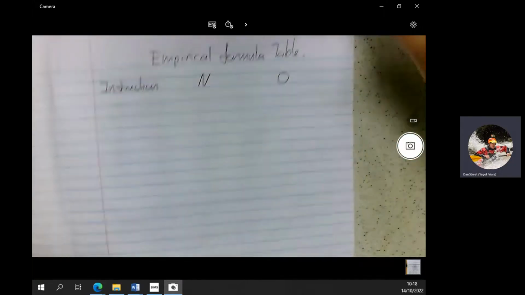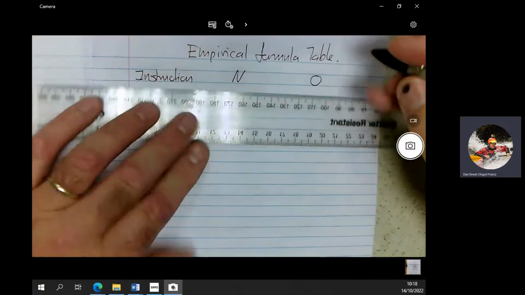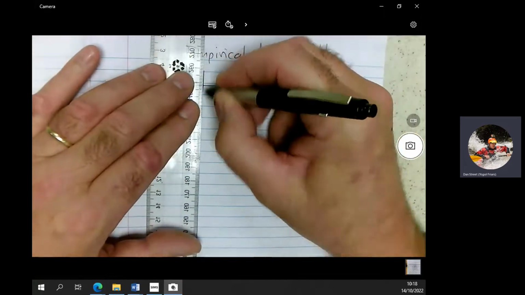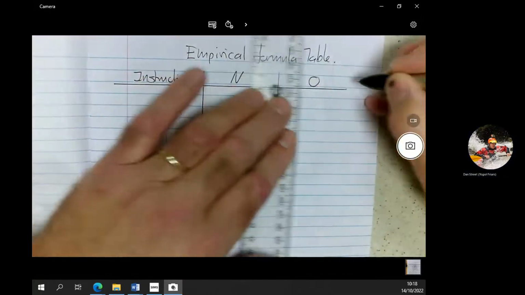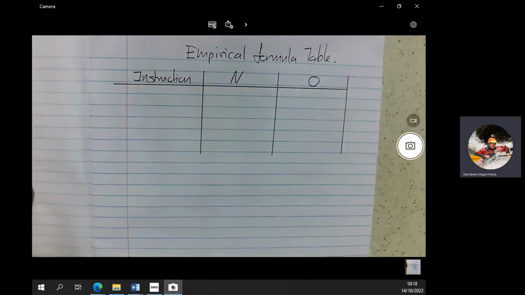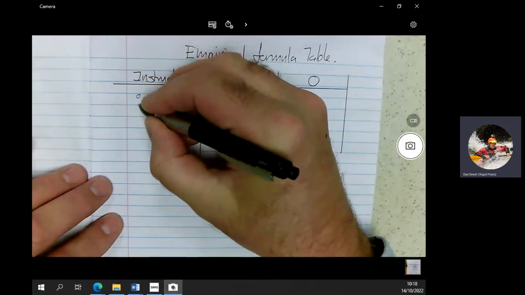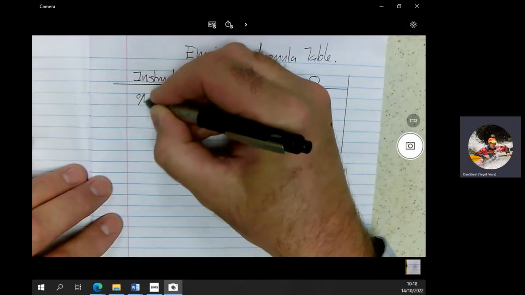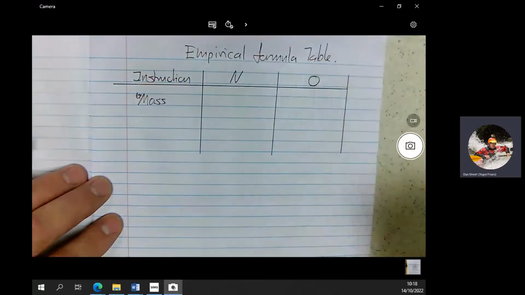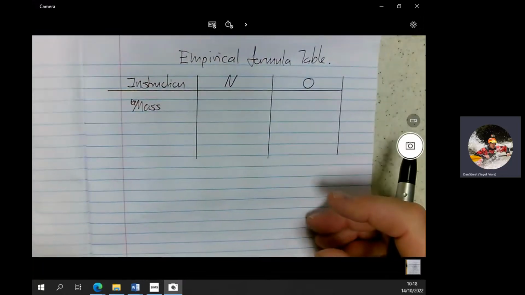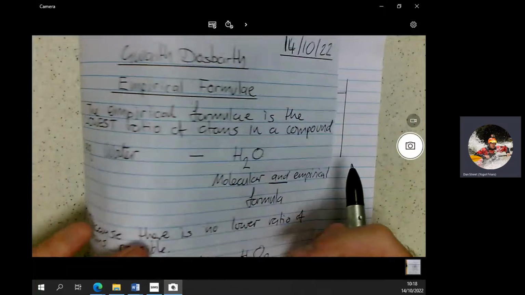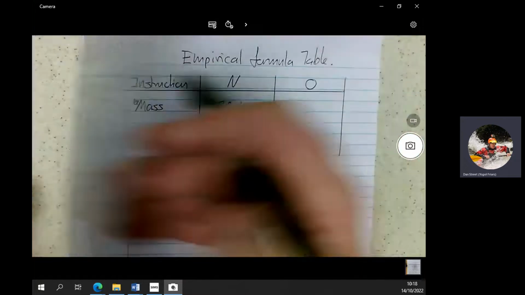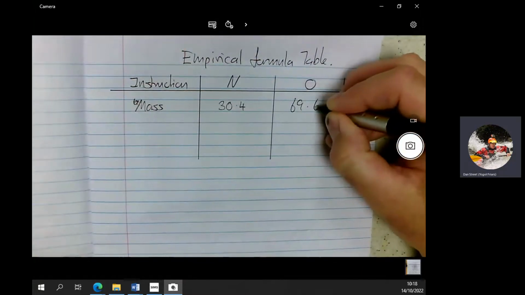Right, so with that information in mind, the first thing I tend to do is to draw a simple table, okay? Now I say instruction, it's a bit vague, that title. You'll see what I mean in a second. So the first bit of information I would put in here is the mass given in the question, okay? So the mass in our question is 30.4 for the nitrogen, and it's 69.6 for the oxygen. So that's given to us in the question.